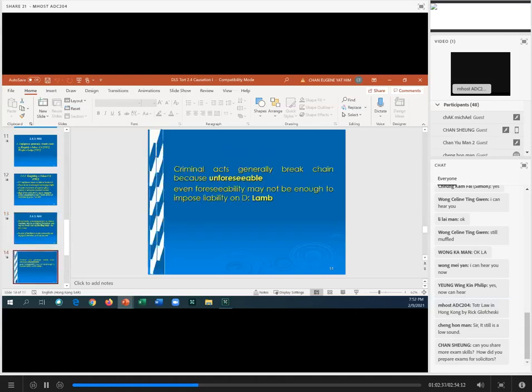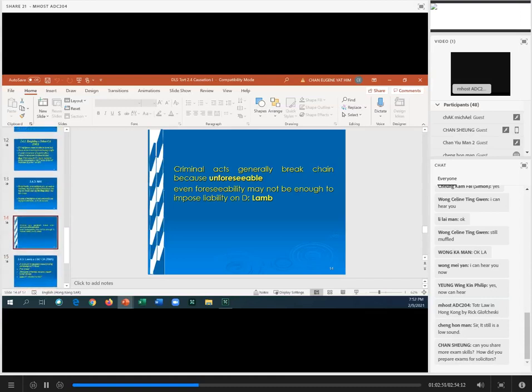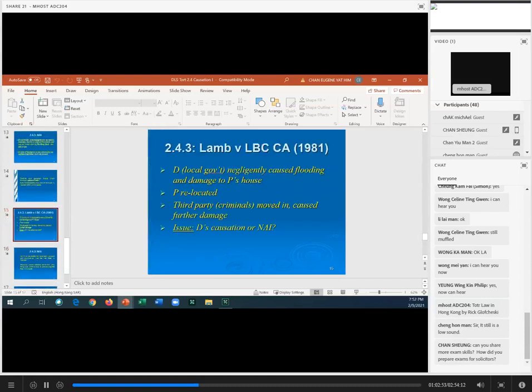Extending this to other acts, criminal acts generally do break the chain of causation because criminal acts normally are not foreseeable. There's an English case called Lamb and Camden. I've got a separate slide on this. Again, should know, not must know. It's an interesting one, though.